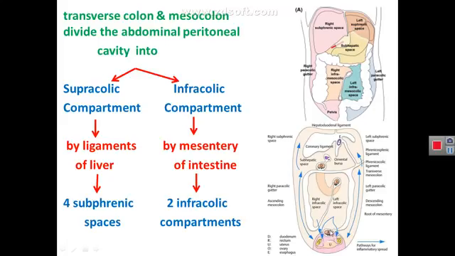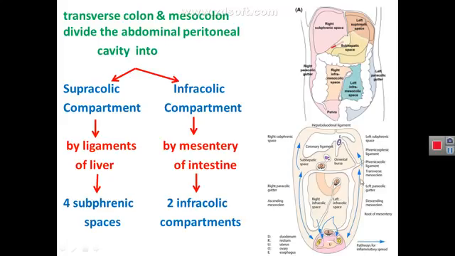And also, according to this classification, the spaces lateral to the ascending colon and descending colon are called paracolic gutters. This is the space lateral to the ascending colon, and this is the space lateral to the descending colon. This is the right paracolic gutter, and this is the left paracolic gutter.